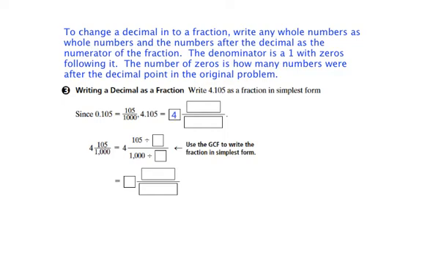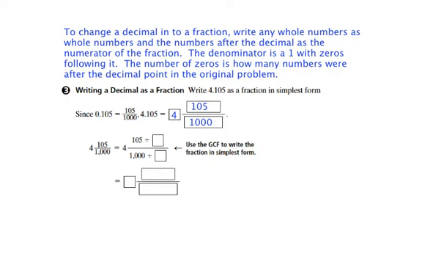The numbers after the decimal point, 105, are going to be your numerator. The denominator is going to be a 1, and then you're going to follow that with 3 zeros because there were 3 numbers after the decimal point in the original problem. So our decimal is 4 and 105 thousandths.